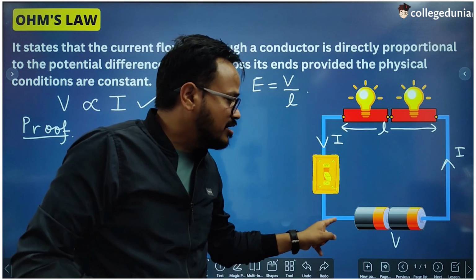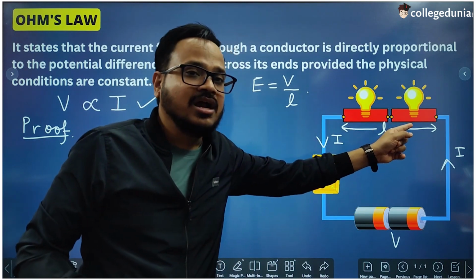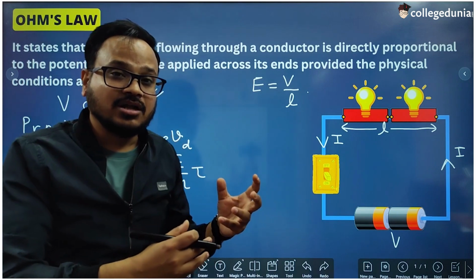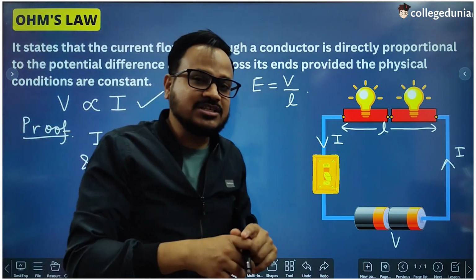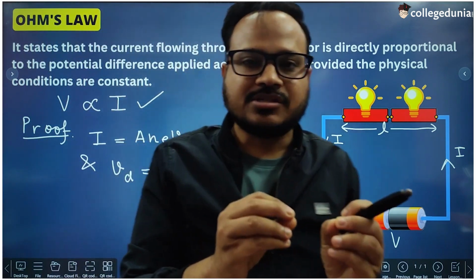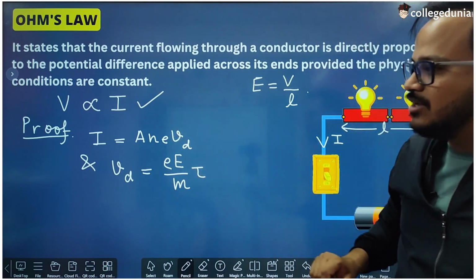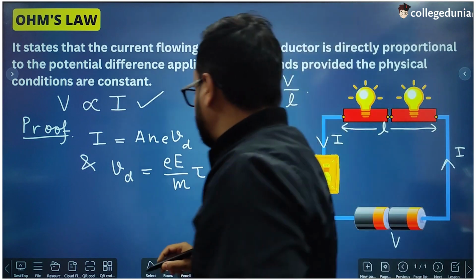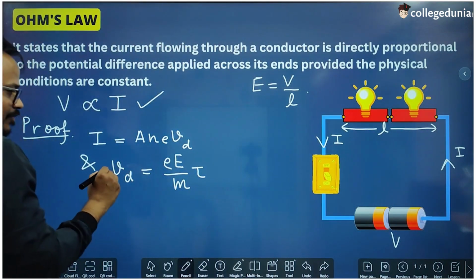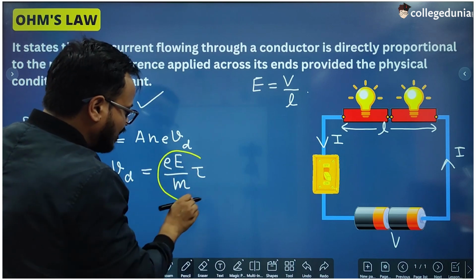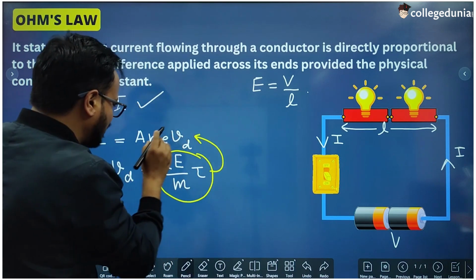When these electrons run inside the conductor, they collide with the heavy metal ions present in the conductor. So the average time which an electron takes between two collisions is called the relaxation time. These two equations will be used to prove Ohm's law. Okay, we will substitute the value of Vd in this equation.